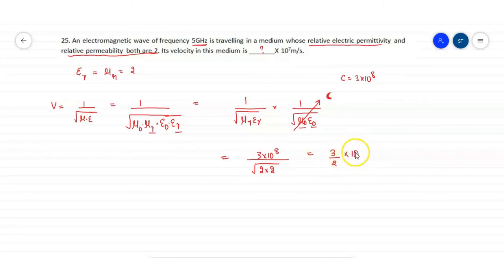We want it in terms of 10 power 7. So I am writing it as 10 into 10 power 7. This will be 5 times. So this is 3 into 5, 15 into 10 power 7 meters per second. So that unknown value given in the question will be 15.